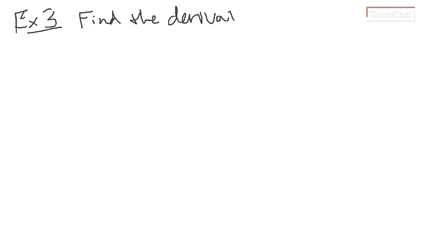Let's try another example. So example 3, we're going to find the derivative of x squared plus 4y squared equals 4.